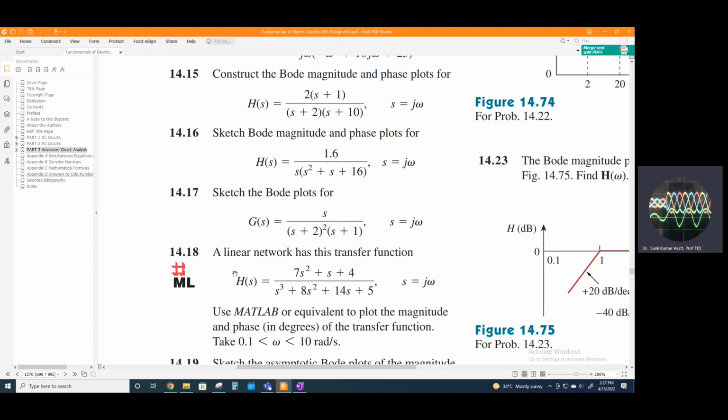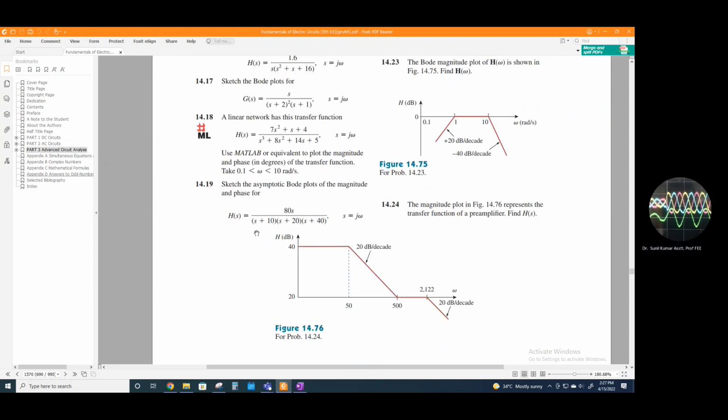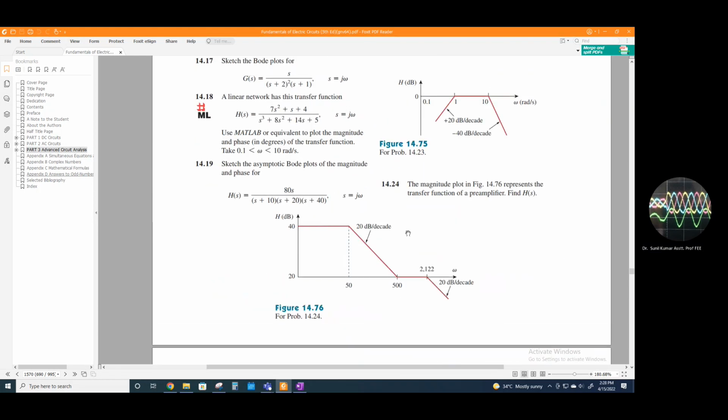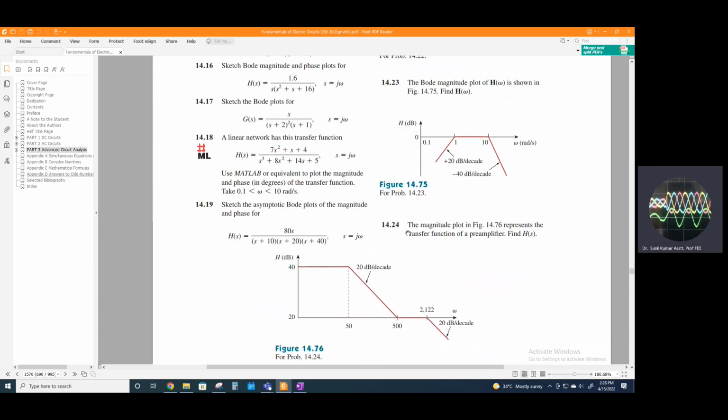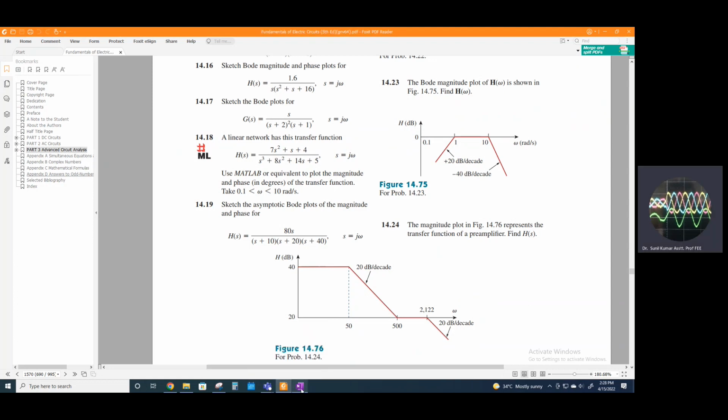And also there are some questions in which the Bode plot is given: 22, 23, and this 24, and you guys need to construct the transfer function. So that's all for today, and we will discuss the questions and queries in the upcoming lecture.